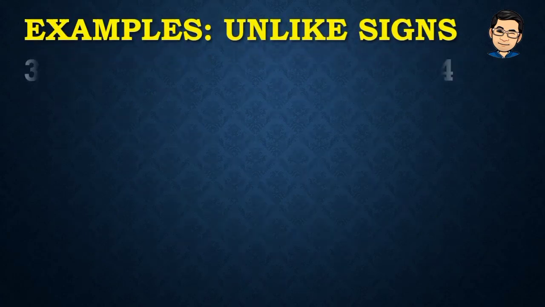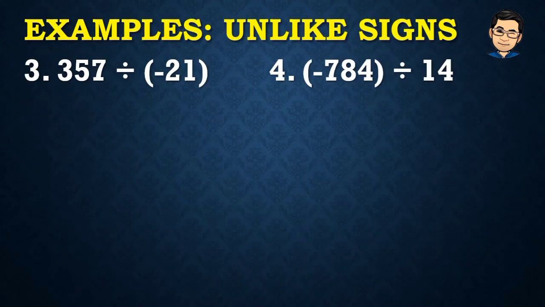So let's have examples for unlike signs. Number 3, 357 divided by negative 21. So ang 357 dito ay positive, ang negative 21 ay negative. So i-divide muna natin sila na parehong positive and then i-attach na lang natin yung negative dun sa final answer. So 357 divided by 21.